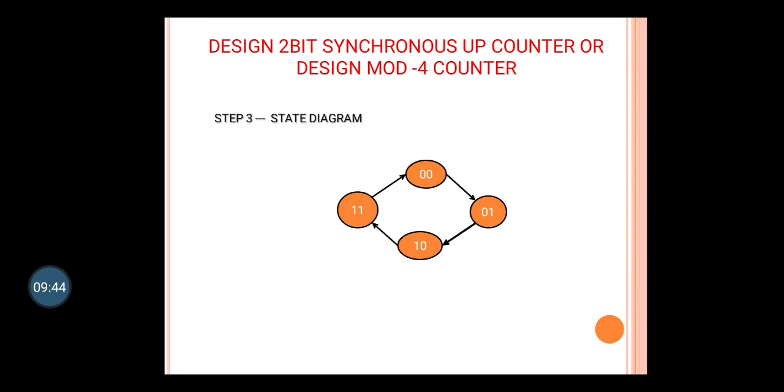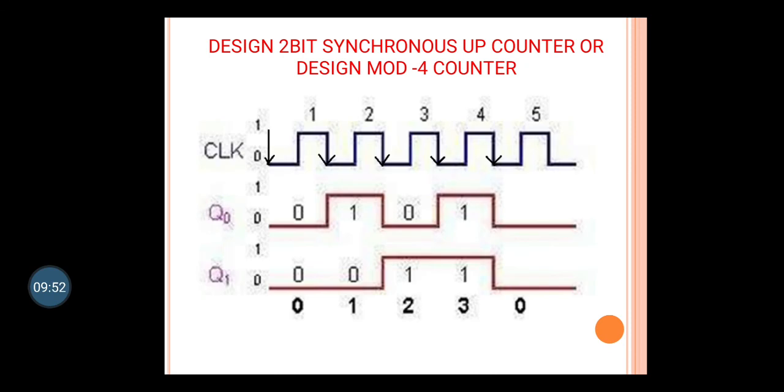State diagram of the up counter. The initial state is 0 0, then 0 1, 1 0, 1 1. And then the timing diagram of the 2-bit synchronous up counter. 4 clock pulses are required. Then mention Q0, and draw Q0 and Q1 using the truth table.